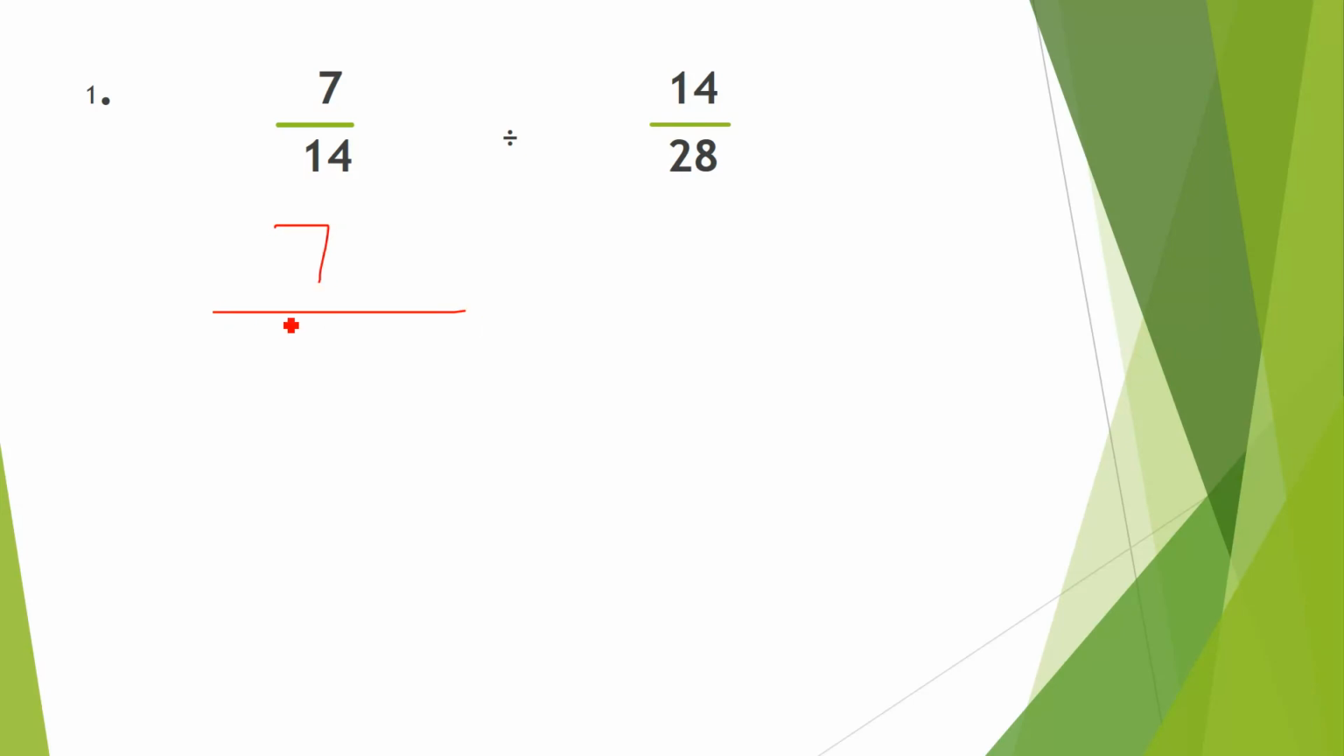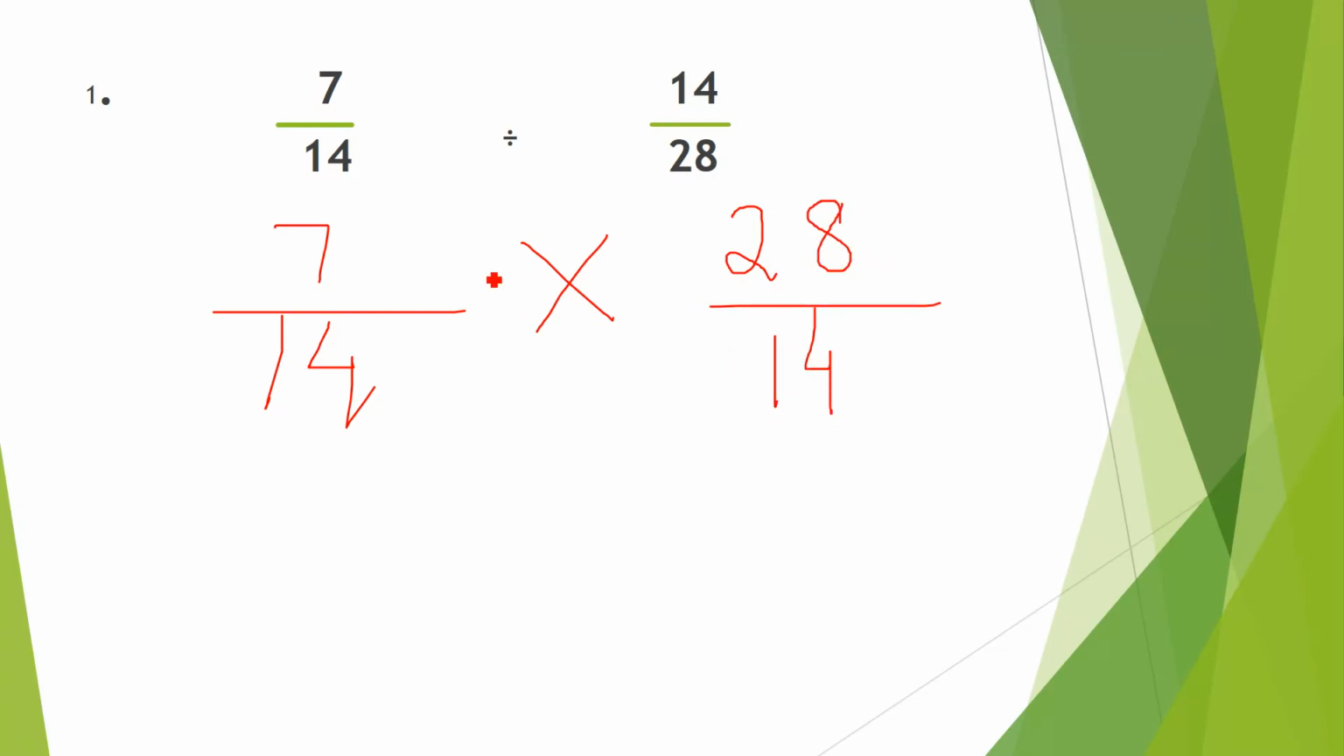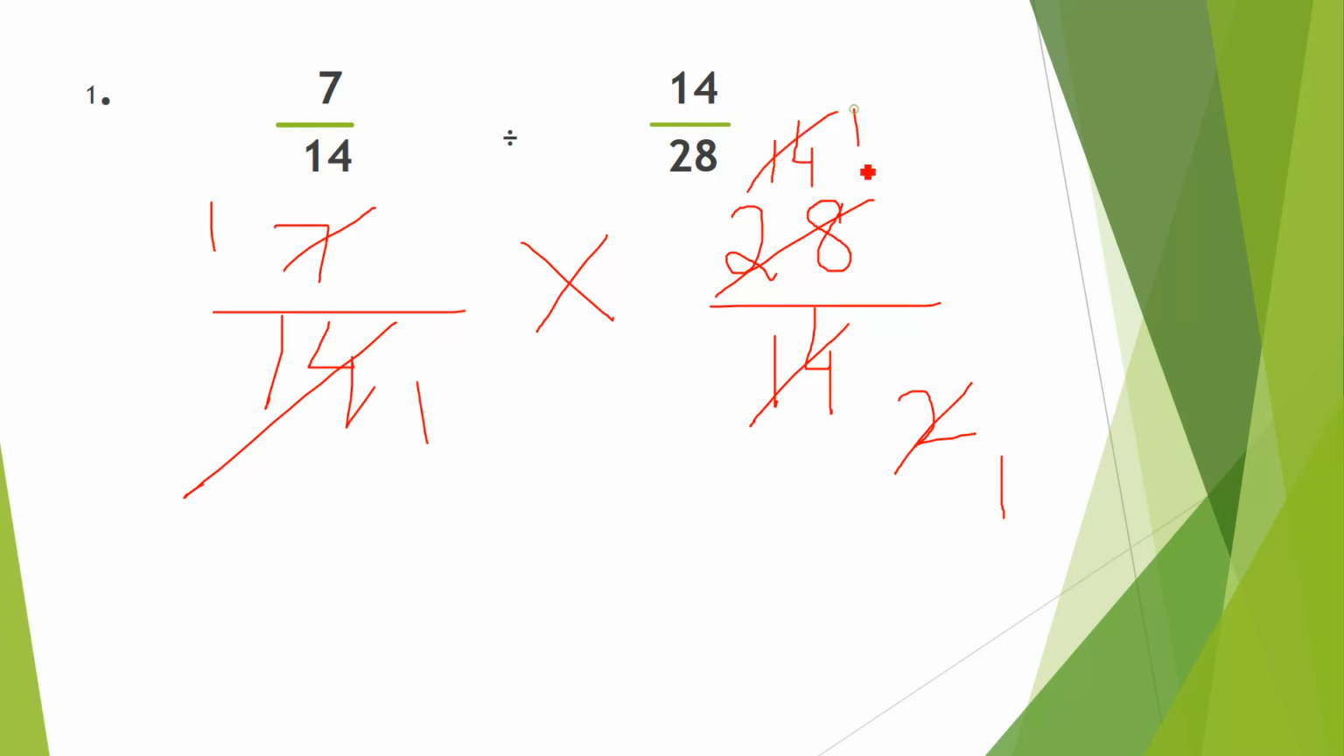It is 7 over 14. And then there is the division sign. Convert this to multiplication. Change the position. Flip position, 28 over 14. So now simplify it. 7 one time 7, 7 two times 14. Now 2 one time 2, and this one 2 one time 2, 2 four times 8. Now here is 14 as well. 14 one time, 14 one time. So we have 1 in the numerator, 1 in the denominator. You can write down only 1 as your answer.